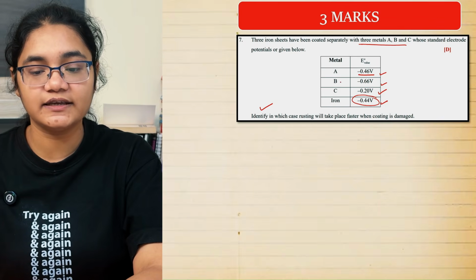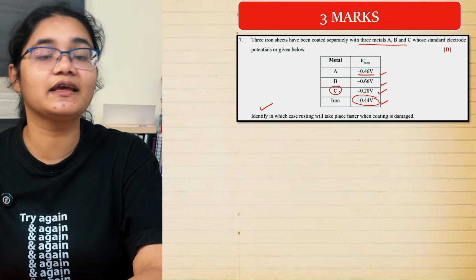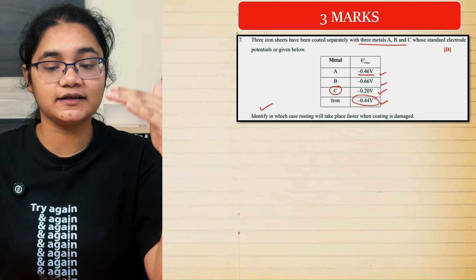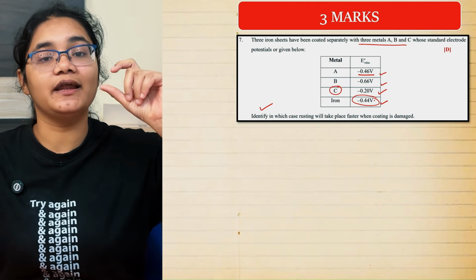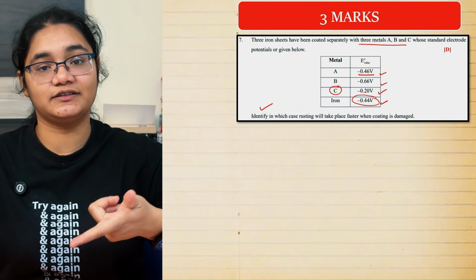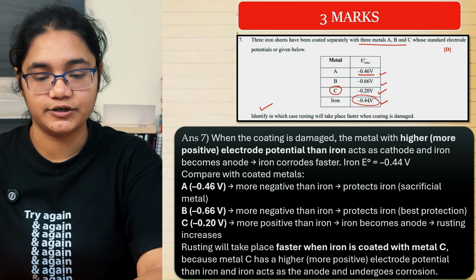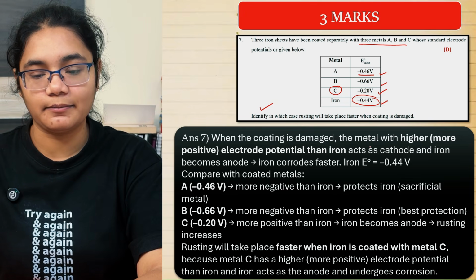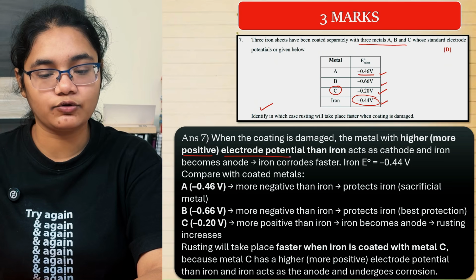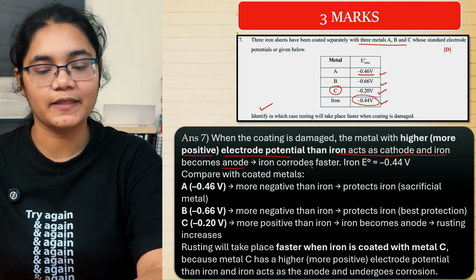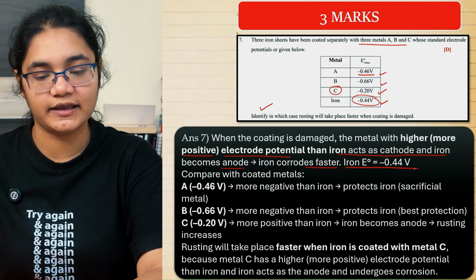Okay, so C has a higher reduction potential than iron. That means if there is a combination of C and iron, then iron will undergo oxidation faster. Because C's reduction potential is higher, C cannot be used here. So you can see when the coating is damaged, the metal with more positive electrode potential than iron acts as cathode and iron becomes the anode. Iron corrodes faster. That happens in the case of iron.